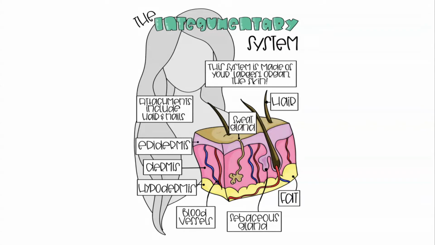Your skin is made up of 3 layers. The epidermis is the very outside layer. Then you have the dermis, and then the hypodermis is way down deep. That's kind of like the innermost layer of your skin.